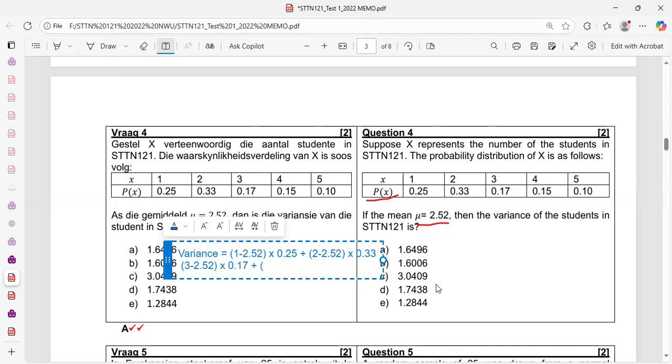We move to the 4. 4 minus the mean. We're given the mean 2.52. Those brackets, I'll put to the power 2. Multiply by the one that corresponds with 4, which is 0.15. Plus. We're done with the one for the 4.